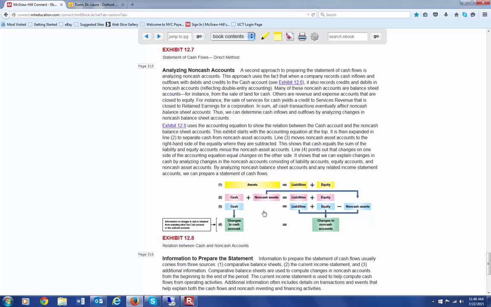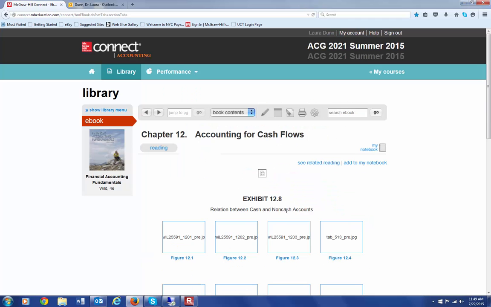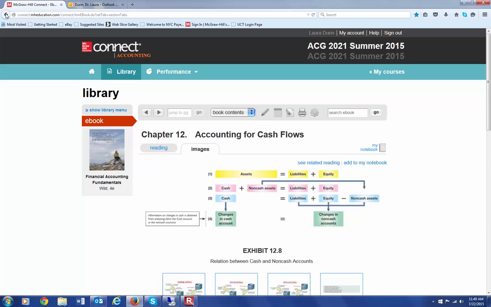So what you can do, as you understand basic algebra, if you then take the non-cash assets and subtract it over here, you end up with cash equals, oops, sorry.